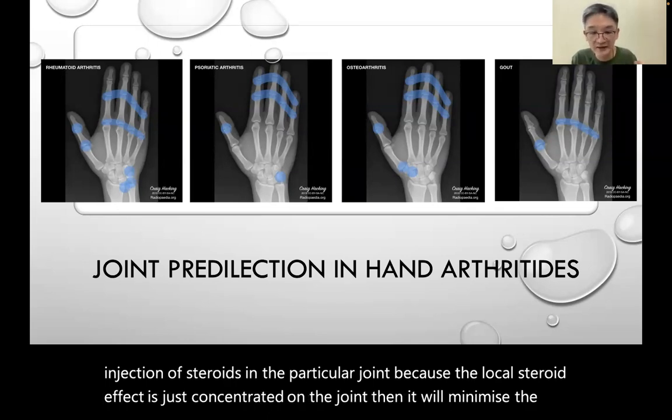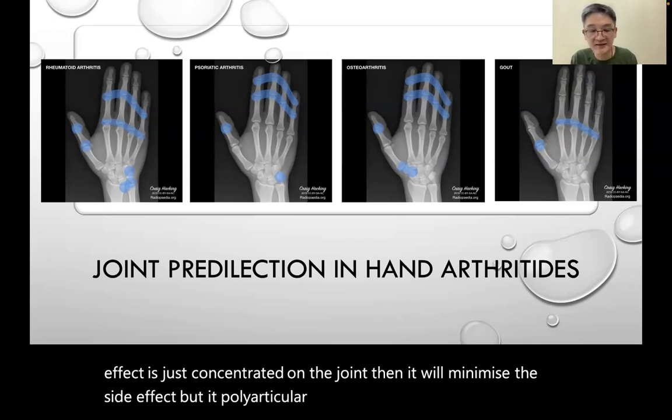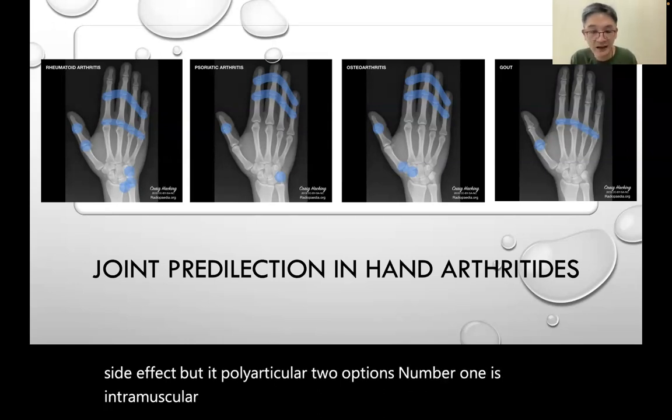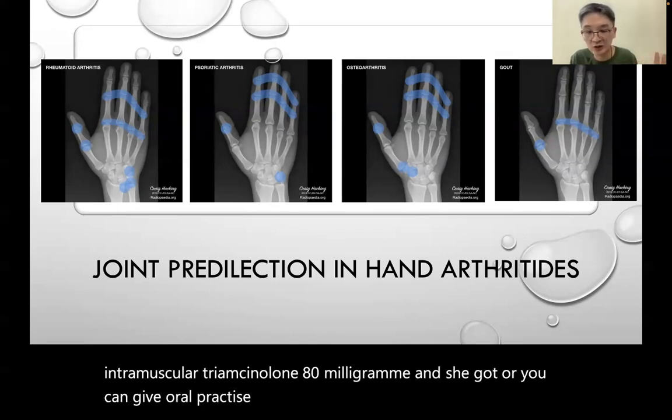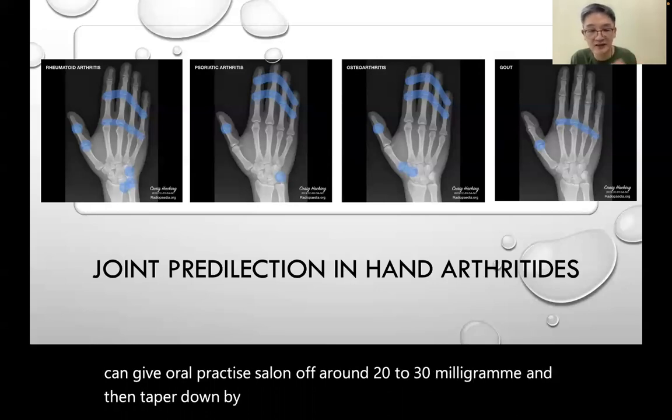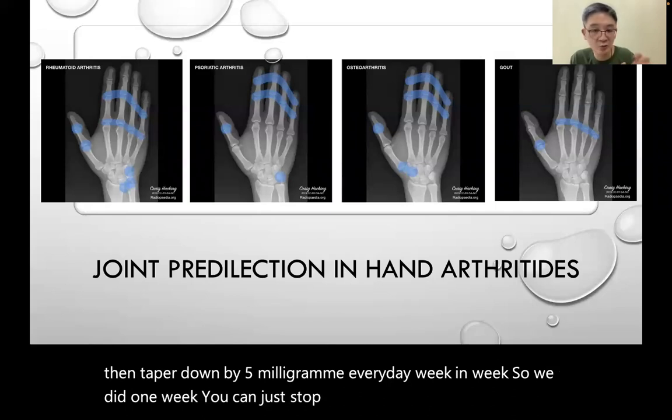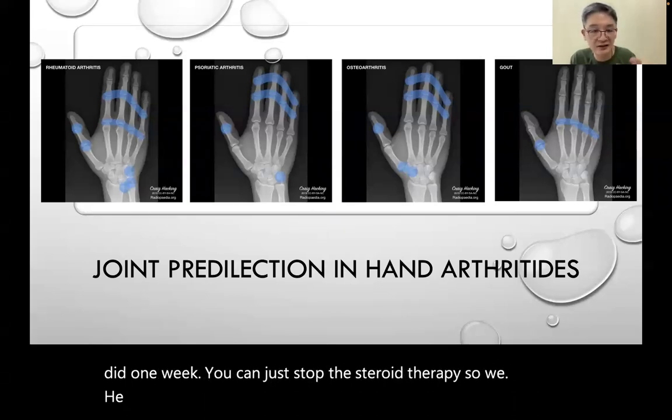But in polyarticular gout, there are two options. Number one is intramuscular triamcinolone of 80 milligram, or you can give oral prednisolone of around 20 to 30 milligram and then taper down by 5 milligram every day within a week. So within one week, you can just stop the steroid therapy. With this short course of steroid, you shouldn't get any unwanted side effects.